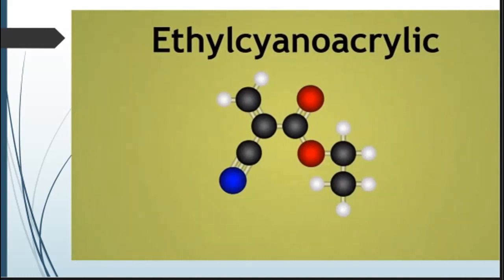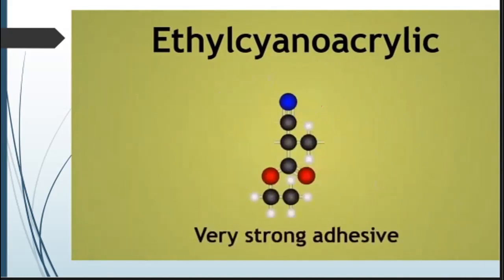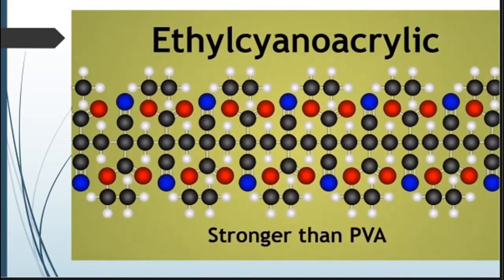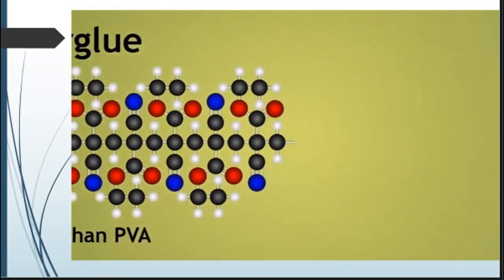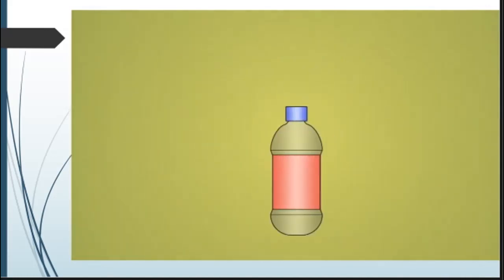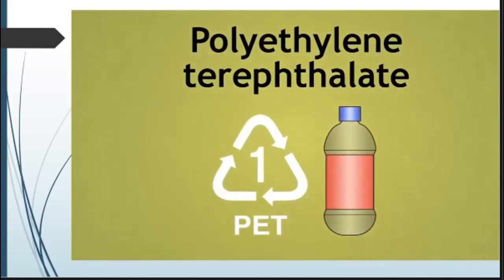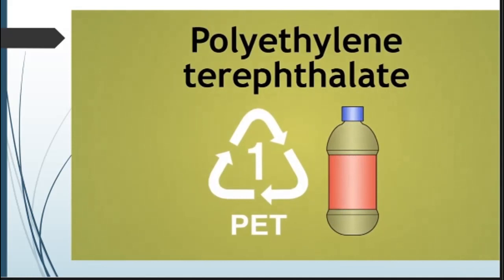Ethyl cyanoacrylate polymerizes to form a very strong adhesive, much stronger than PVA glue. This very strong glue is known as superglue. Soft drink bottles are made of polyethylene terephthalate. If you look near the bottom of the bottle, you will see this sign.